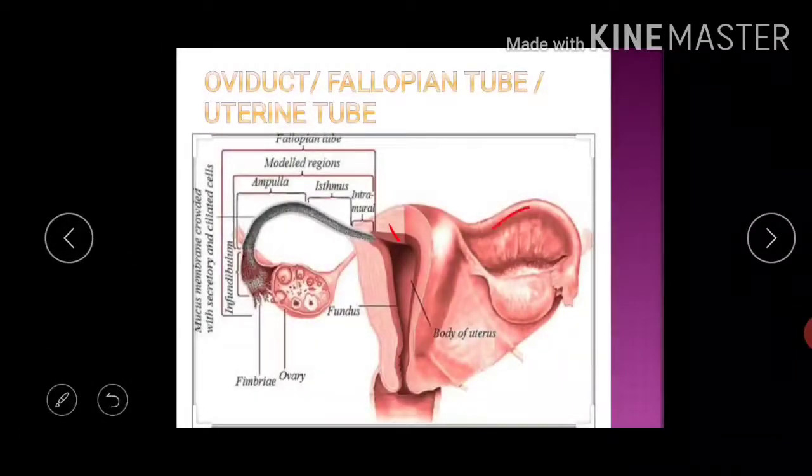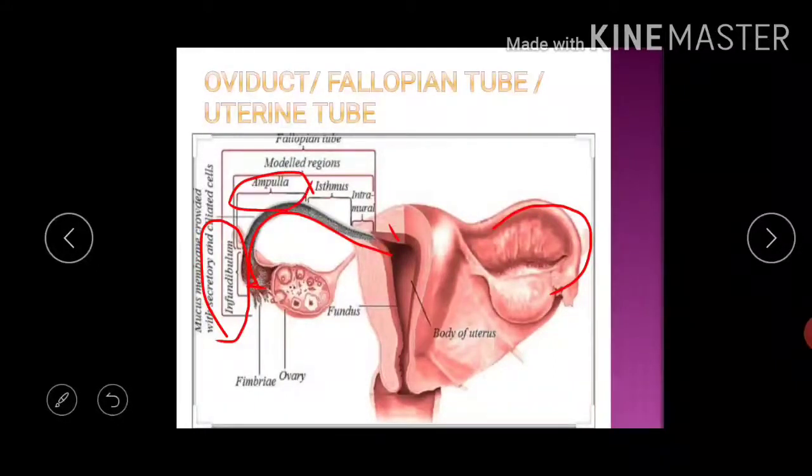See, this is the fallopian tube. Here the proximal part of the tube lies close to the ovary, and it opens into the uterus. Each tube is about 10 to 12 centimeters in length, and it is internally lined by ciliated epithelial tissue. But this fallopian tube gets divided into three parts. One is known as the infundibulum, the second is known as the ampulla, and the third is known as the isthmus.